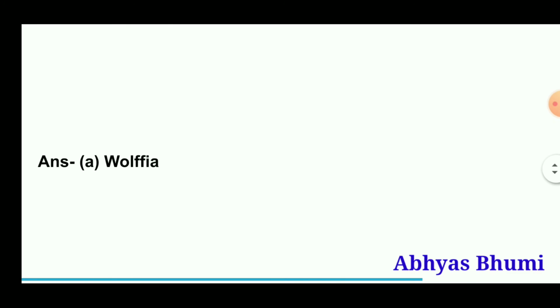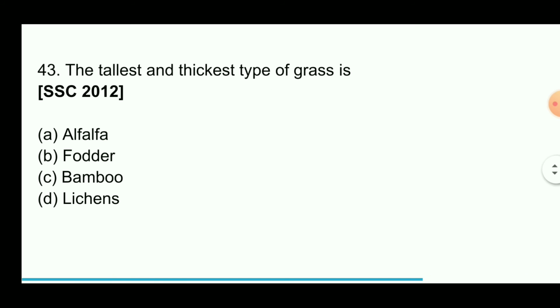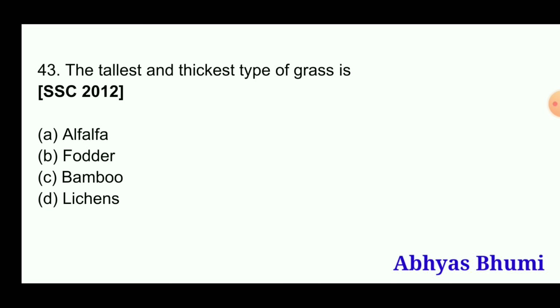Okay, turn for the next question. Next question on your screen. The tallest and thickest type of grass is, I know guys, you must know the answer, but let me do my job. I'm giving you options. Option A, alfalfa, option B, fodder, option C, bamboo, option D, lichen. The right answer is option C, bamboo.